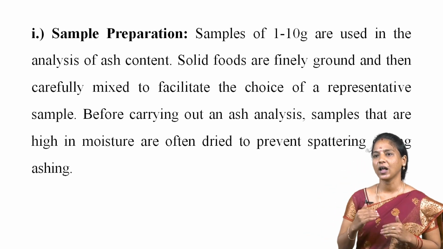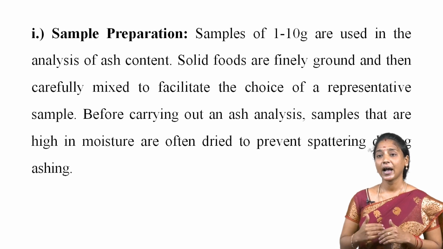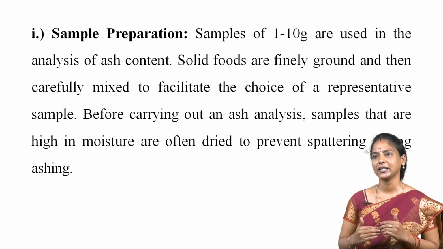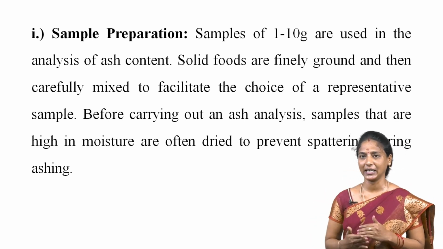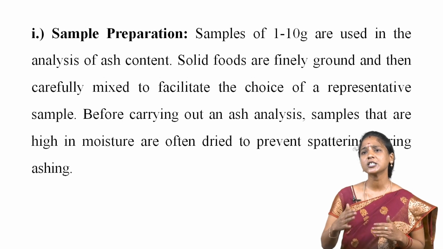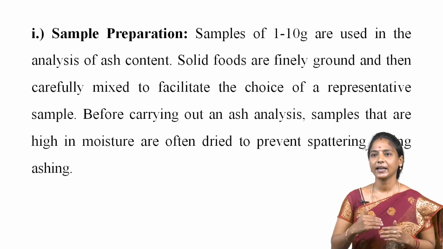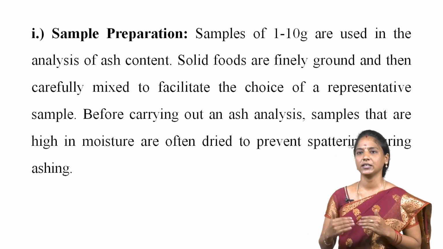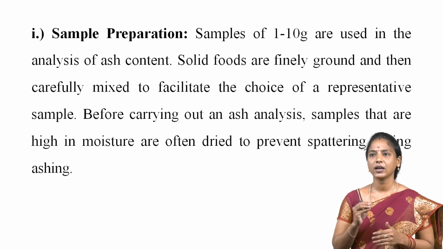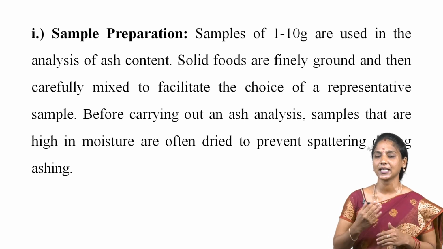Before carrying out an ash analysis, samples that are high in moisture are often dried to prevent spattering during the ashing. High fat samples are usually treated by solvent extraction, as this facilitates the release of the moisture and prevents spattering. Next one, other possible problems include the contamination of a sample by minerals in grinders, in glassware or crucibles which come into contact with the sample during the analysis. For this reason, it is recommended to use deionized water when preparing samples.